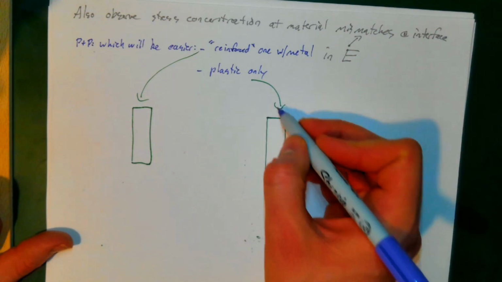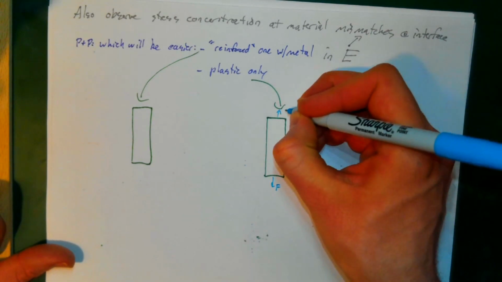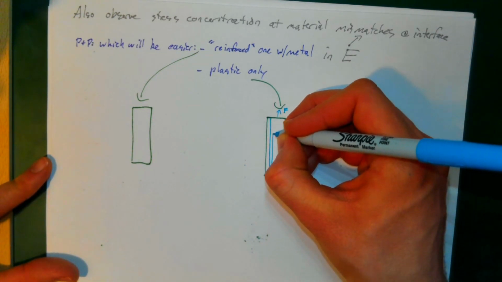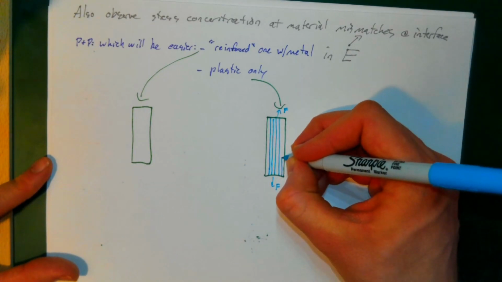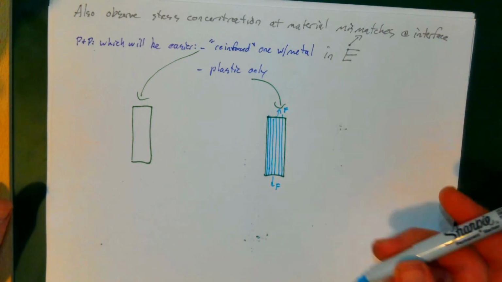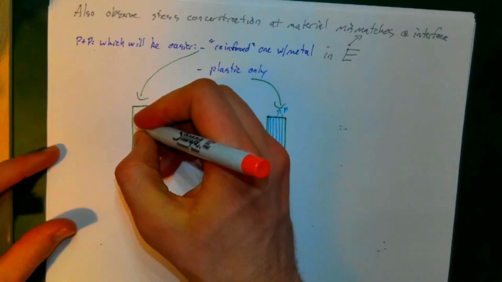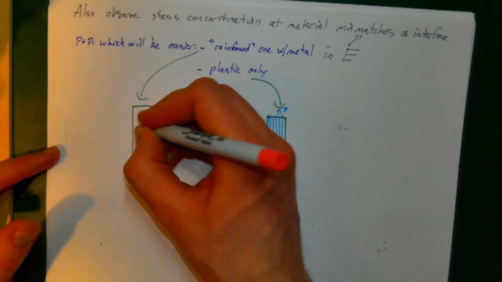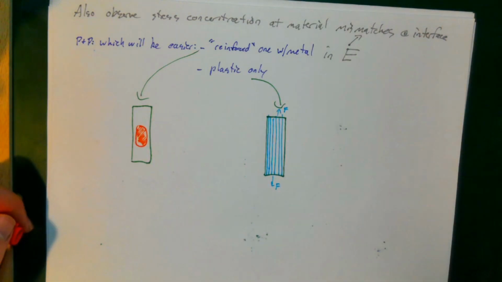So imagine I have my plastic only one, right? I take my forces, I apply my forces like this, and I get my stress lines. I have my stress lines going like this. Then I have my reinforced one with a very stiff material occupying the middle of it.